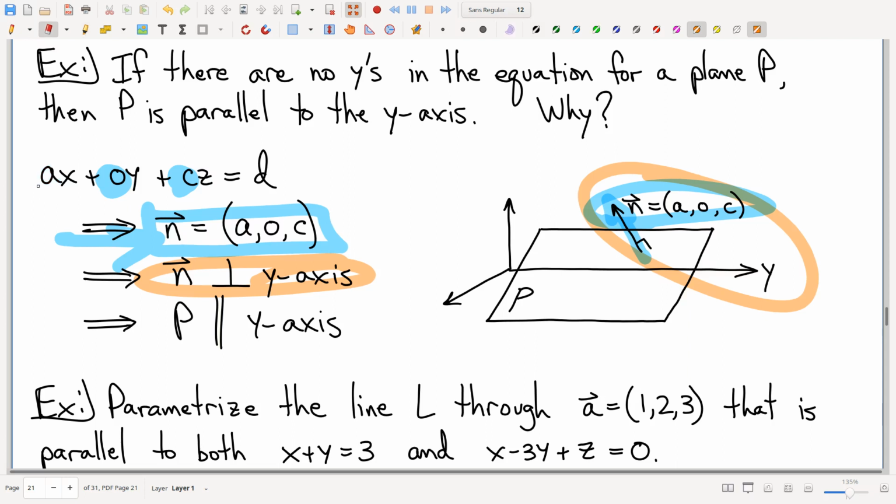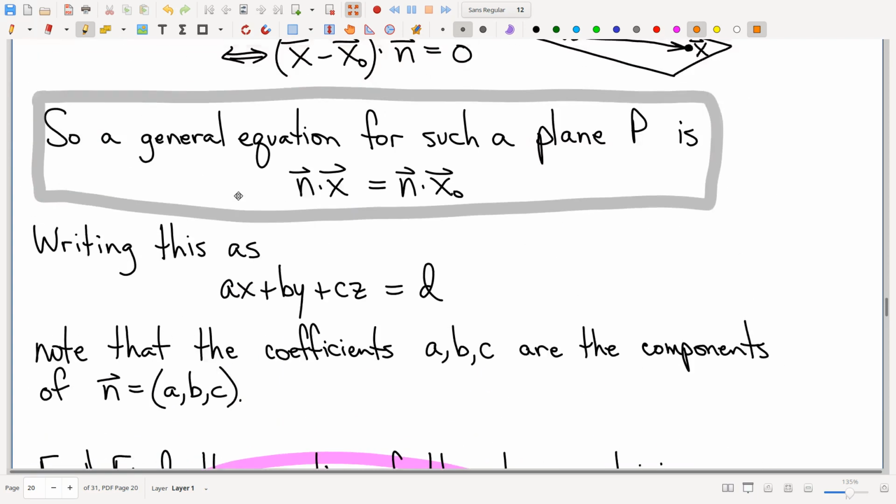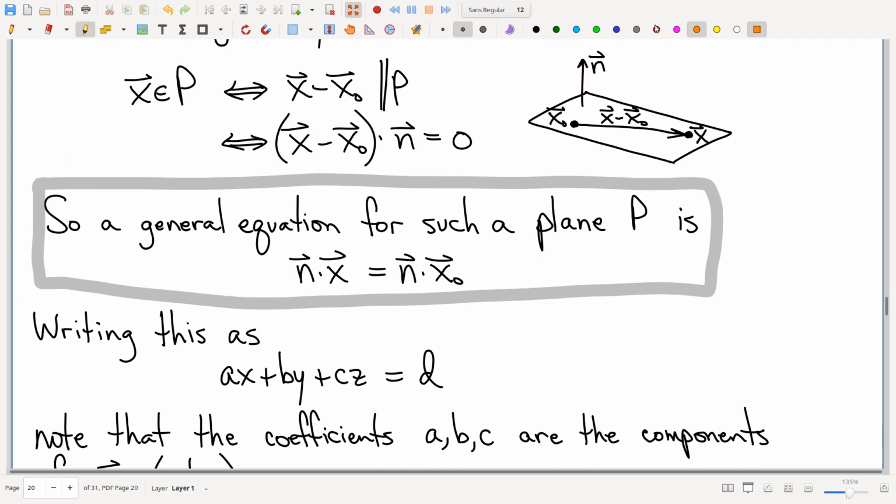I don't really understand d. Oh, d. So d is just whatever the right-hand side ends up being. Keep in mind, here's our general equation, this is just how I like to write it. n is given and x naught is given, and so this is just some number, and I'm going to call it d. So d isn't really in the picture exactly. It's just whatever you get when you dot those vectors.